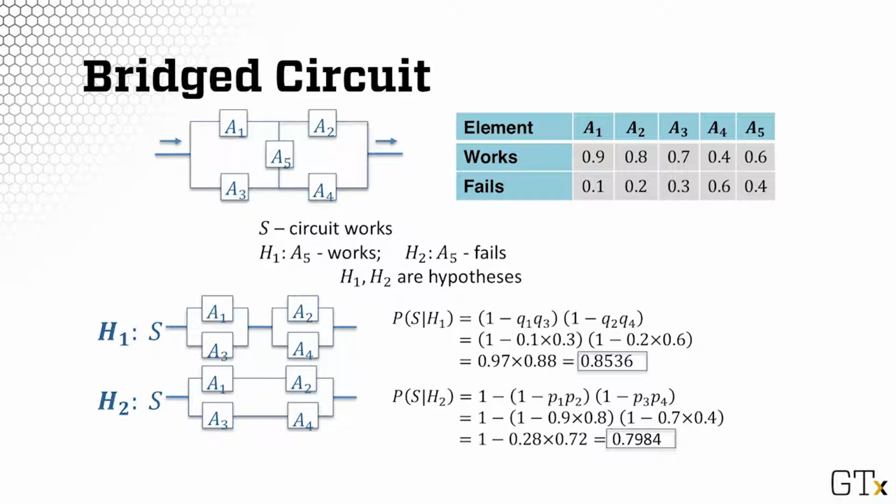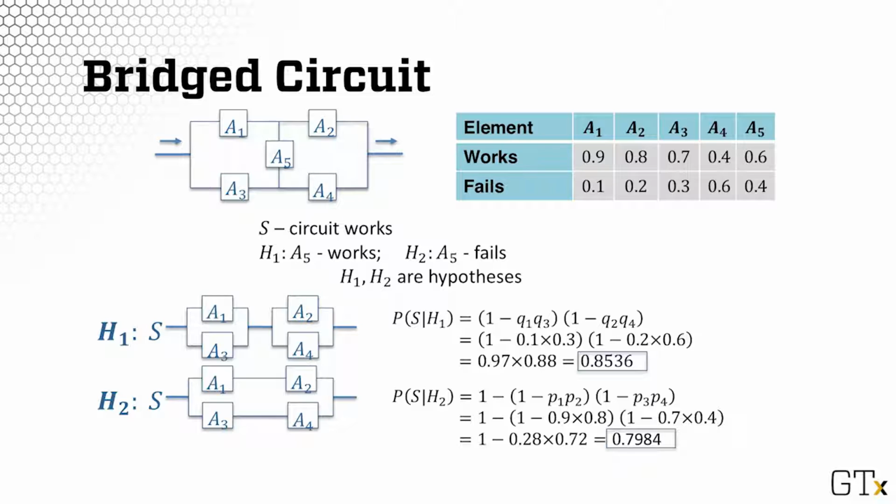So what we do in this case, there are many ways to solve this problem, but one way that uses the total probability formula would be the following. You place two hypotheses: that element A5 is working, that would be your hypothesis H1, and that element A5 is failing, that would be your hypothesis H2. The probabilities are given to you in the table, 0.6 for working and 0.4 for failing. Do they split the sample space? Yes. A5 can work or fail. There is no third option. Are these valid hypotheses? Yes, they are.